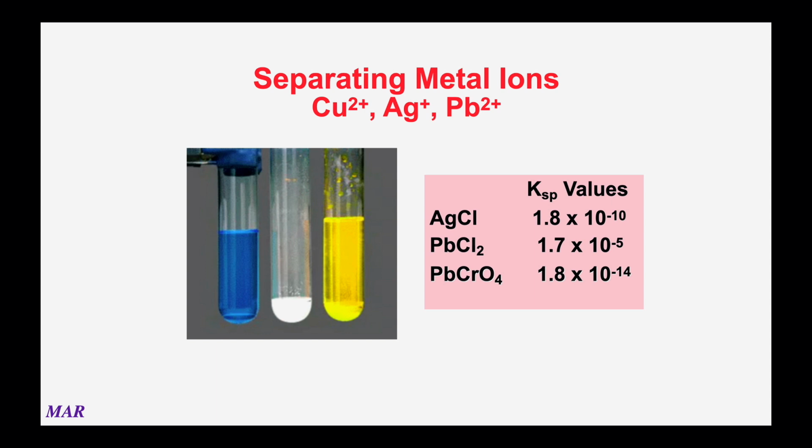This video is pretty cool. You start with a test tube that contains copper 2 plus, silver plus, and lead 2 plus ions. And the goal here is to separate out all three of the ions, one from each other. So you'll have just a test tube of copper, a test tube of silver, a test tube of lead.